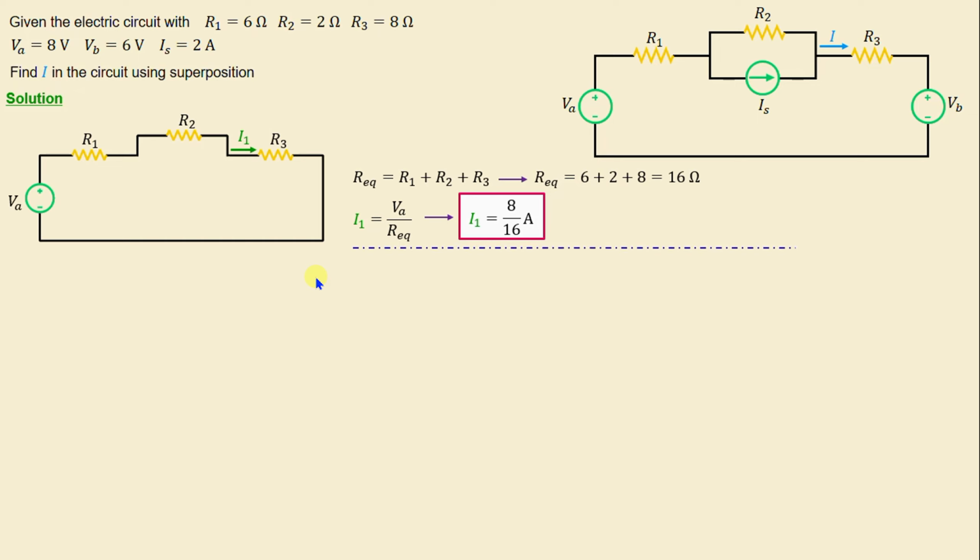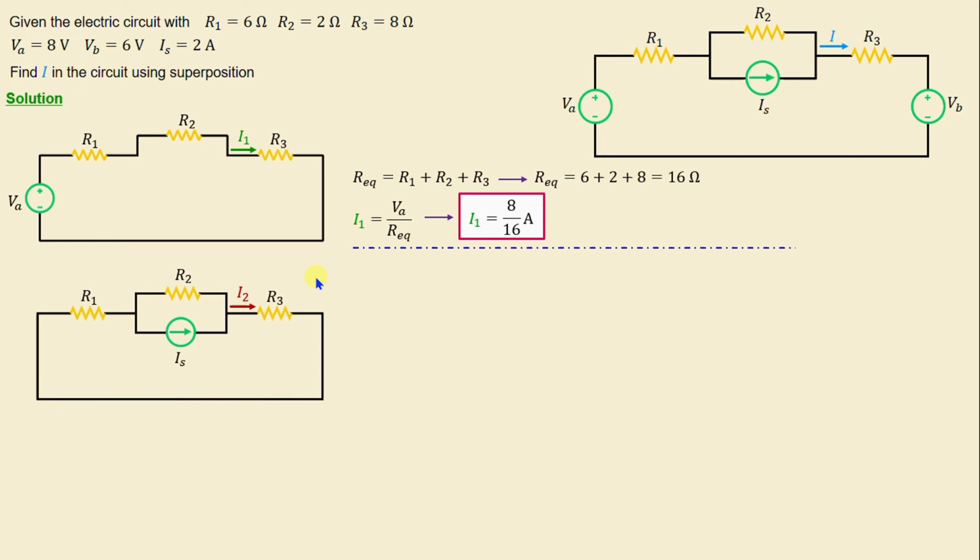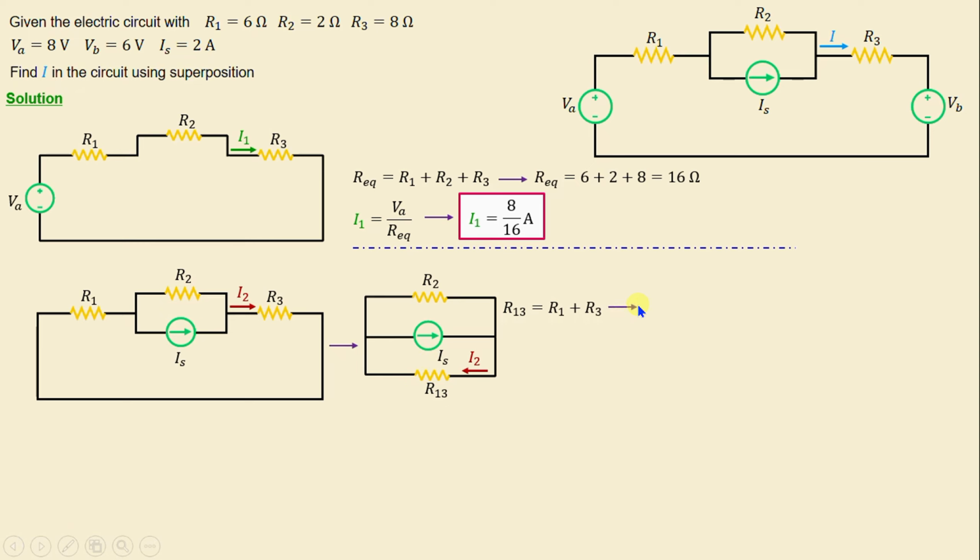Now, let's consider the independent current source IS active and the independent voltage sources VA and VB inactive, which will be replaced by a short circuit. This circuit can be simplified as follows, where R13 is equal to R1 plus R3. And if we replace R1 and R3 with their numerical values, we obtain R13 is equal to 14 ohms.